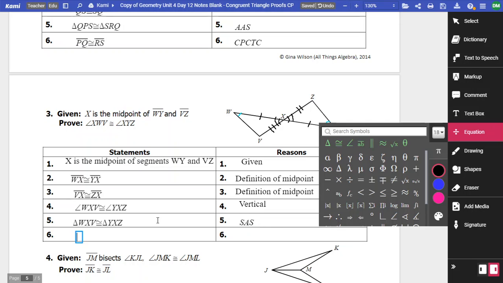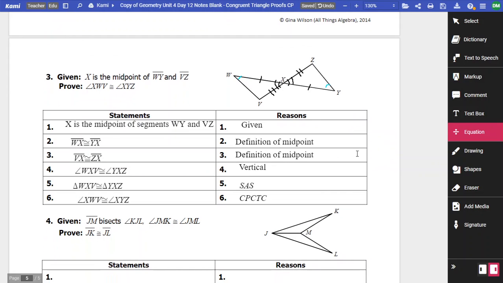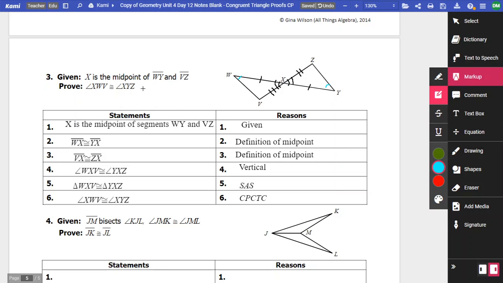And then finally, we were being asked to prove that XWV is congruent to XYZ. And what's our reason? It's CPCTC. Okay, it's always CPCTC. If you see this, we are being asked to prove angles are congruent.